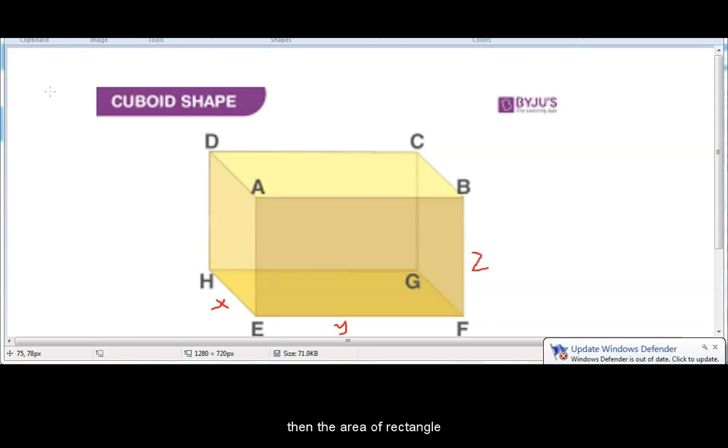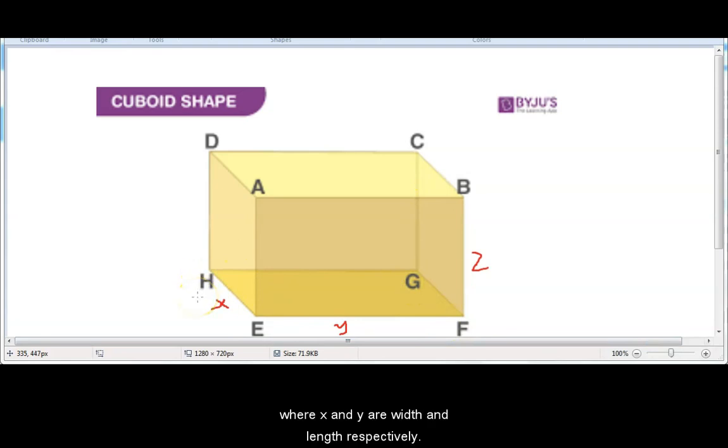If so, then the area of a rectangle, I beg your pardon, EFGH is XY, where X and Y are width and length respectively. Y is the width, I beg your pardon, and X is the length.